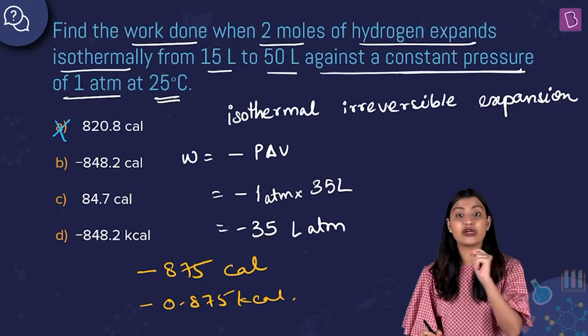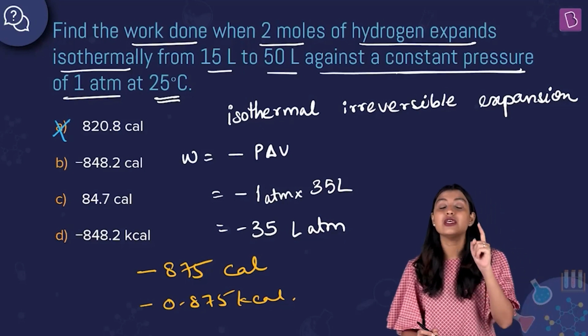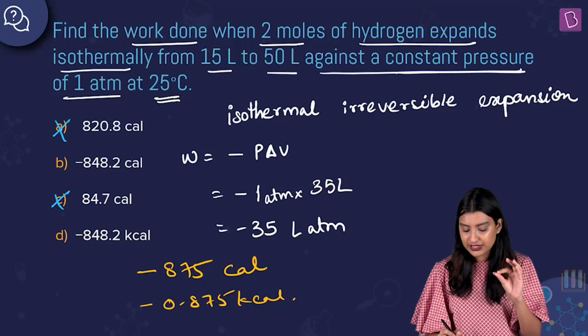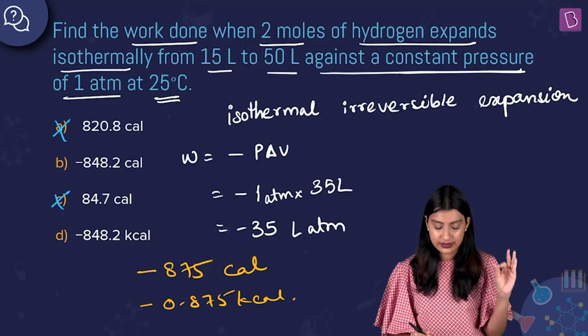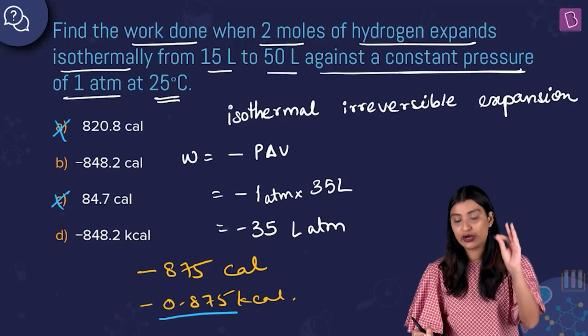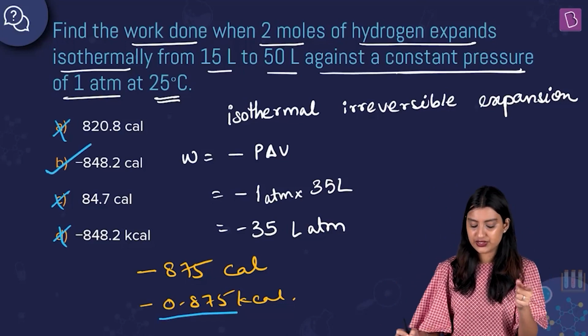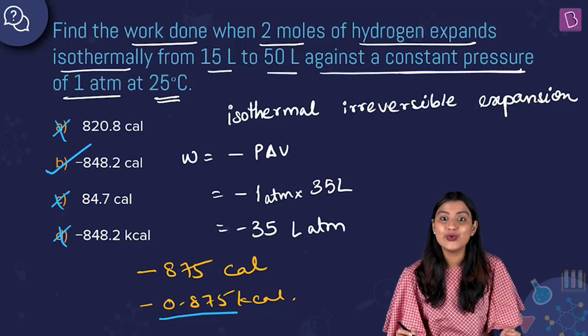Option C, 84.7 calories, 1/10 of what we got, and with the opposite sign, right? So I'm going to ignore this as well. Option D, minus 848.2 kilocalories, right? In kilocalories, we got minus 0.875. So that's also pretty far away. Hence, the right answer to this question is going to be option B, minus 848.2 calories.